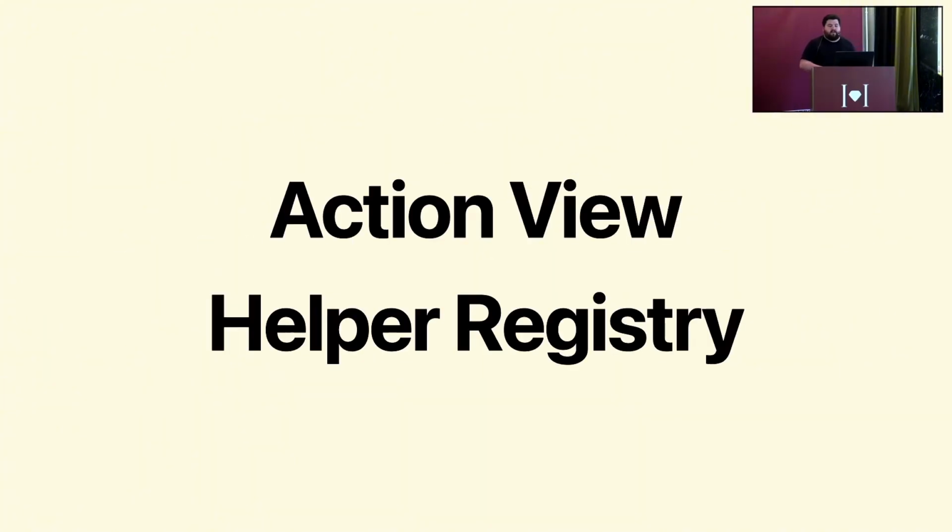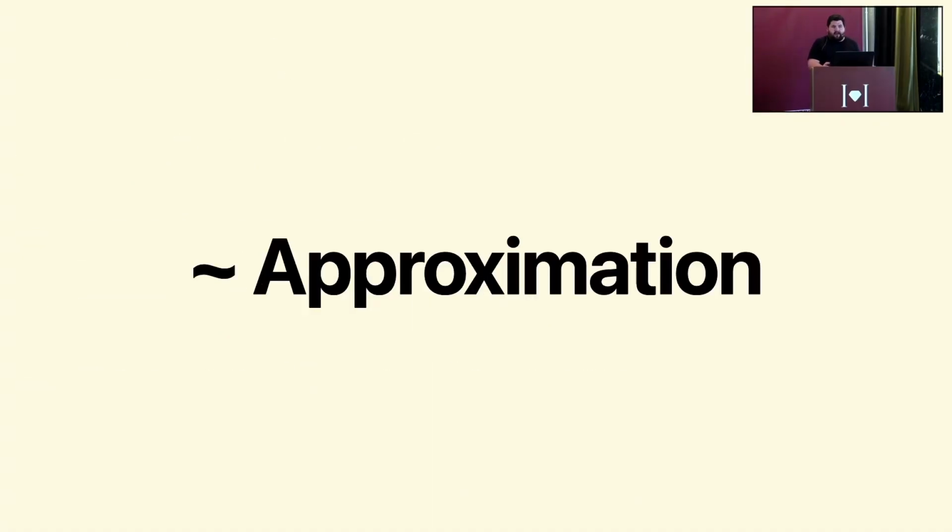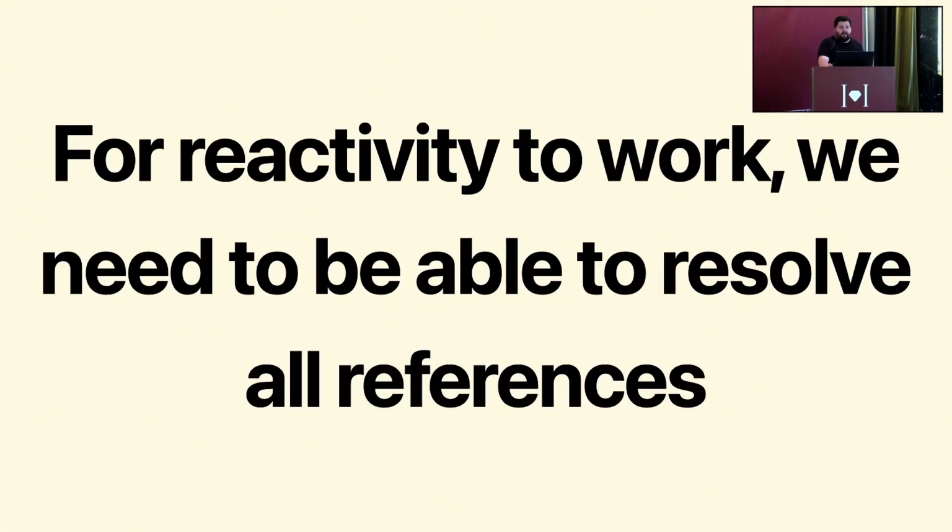But we also had to build something which I called a registry for these ActionView helpers, so we can look up these helpers and know if they exist and what they are doing. So what we do is we take all the references we find in your templates, subtract the strict locals, subtract the path helpers, and all these other helpers, and what's left is pretty much the unresolved references. Which means we need to resolve all of them to be able to enable this reactivity. This is an approximation. It's not 100% accurate in most cases, but the good thing is that we can do this on a per route basis.